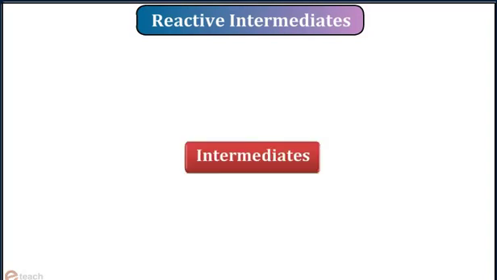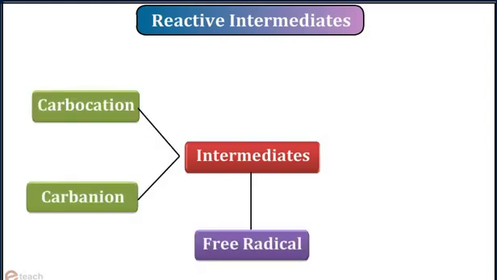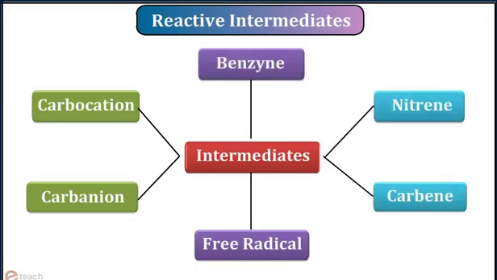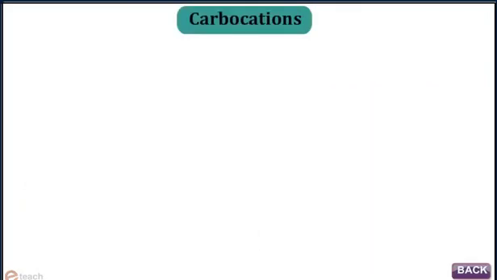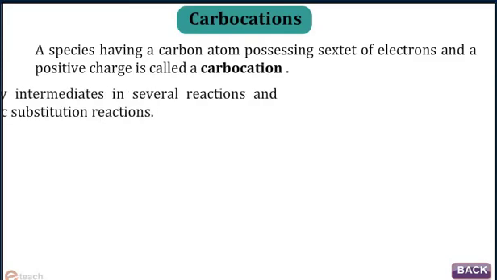Intermediates. There are 6 types of reaction intermediates, that is carbocation, carbanion, free radical, carbene, nitrene and benzyne. Carbocations. A species having a carbon atom possessing sextet of electrons and a positive charge is called carbocation.